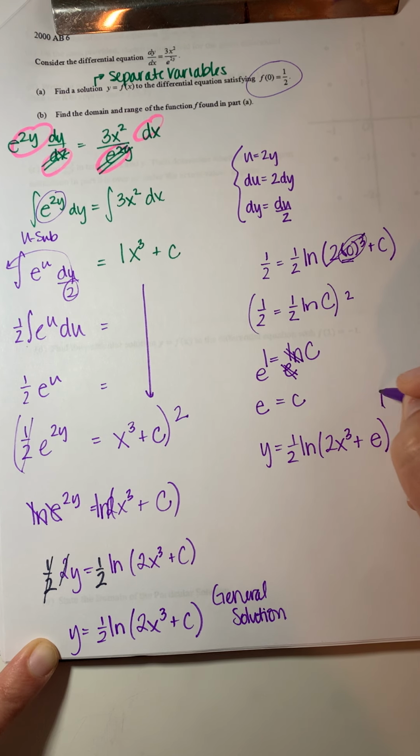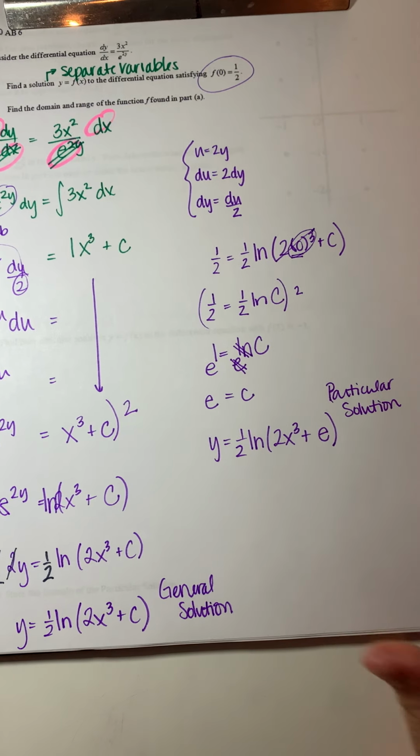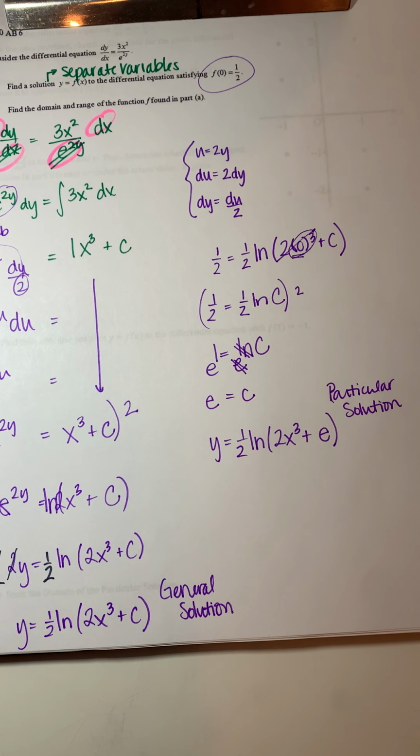Okay, and then remember, we want to really try not to box our answers. I know I do that sometimes, but I would really try not to do that. Okay, that's your particular solution. All right, part B says, find the domain and range of the function found in part A.